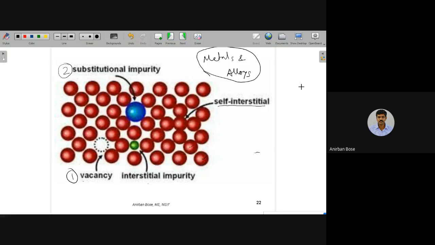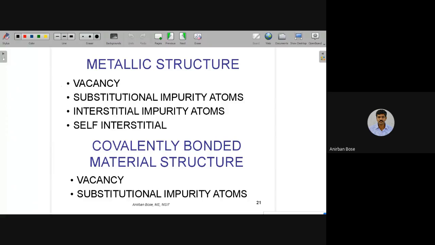So these are the different kinds of point imperfections possible in metals and alloys. We have seen that in metals and alloys there may be vacancy, substitutional impurity atom, interstitial impurity atom, or self-interstitial. Now coming to the covalently bonded material structure. In covalently bonded materials, you may get vacancy, you may get substitutional impurity atom, but you do not get interstitial impurity atoms or self-interstitials.